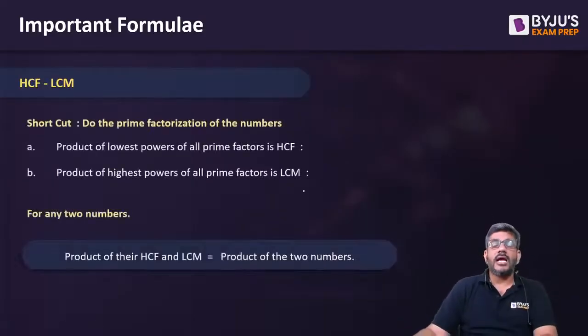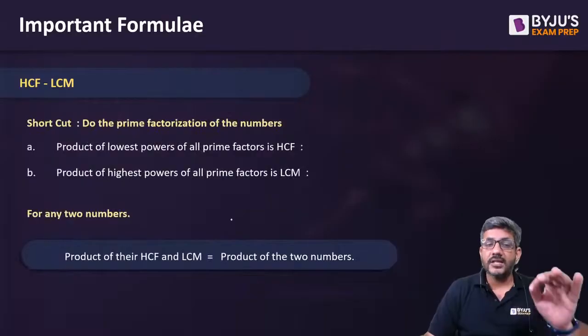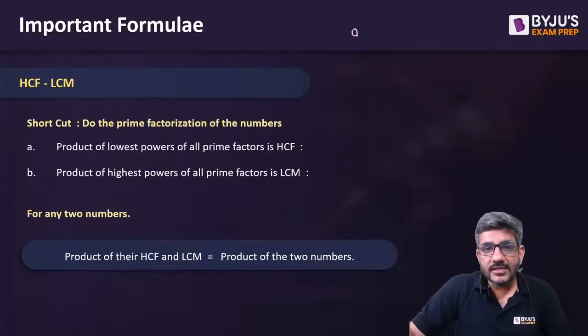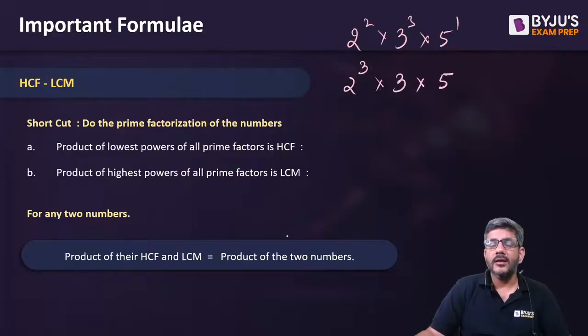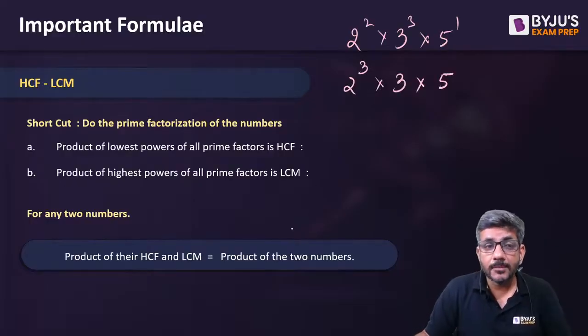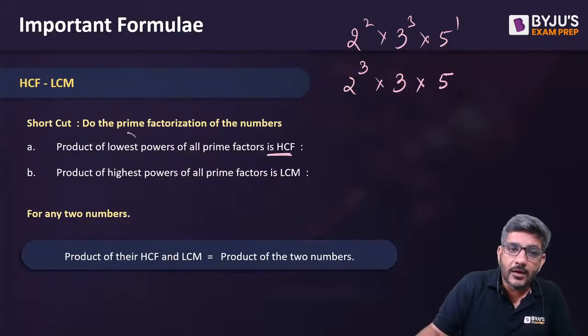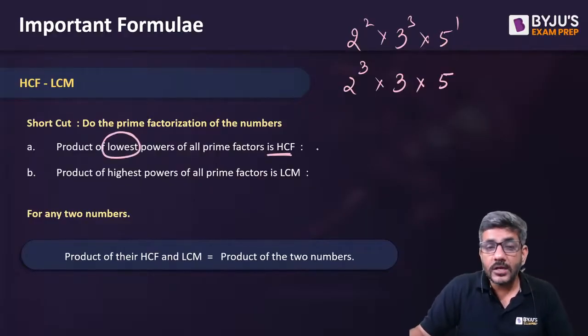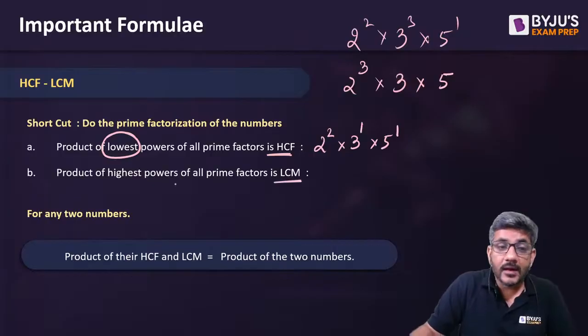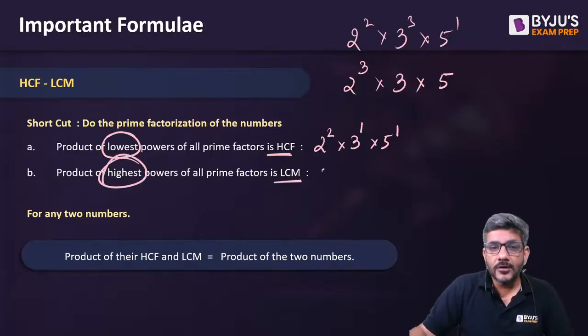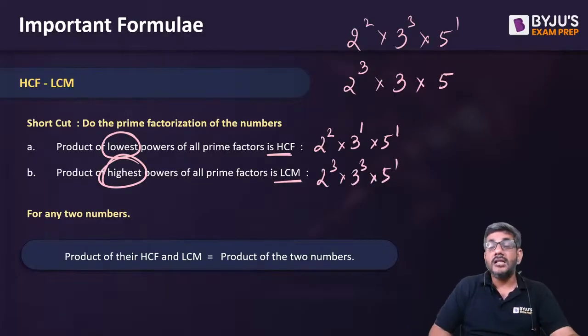Next is how we find out the HCF and LCM of two numbers. There is a simple method for HCF and LCM. Let us say I have a number 2 square into 3 cube into 5 to the power 1. The other number is 2 cube into 3 into 5. What is the HCF of these numbers? For the HCF, write the lowest powers of primes. The lowest power of 2 is 2, of 3 is 1, of 5 is 1. This becomes their HCF. For the LCM, write the highest powers of the primes. The highest power of 2 is 3, of 3 is 3, of 5 is 1. So that becomes the LCM of the numbers.